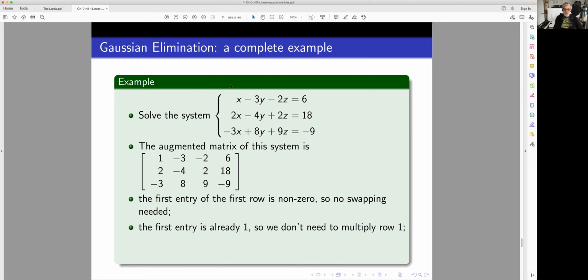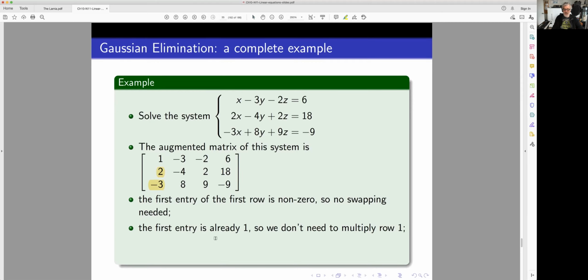Okay, so finally, what do I want to do? I want to make those 2 entries, this entry and this entry, zero. In other words, I want to apply some row operations that will create a new matrix where these entries will be zero. Okay, so how do I do that?